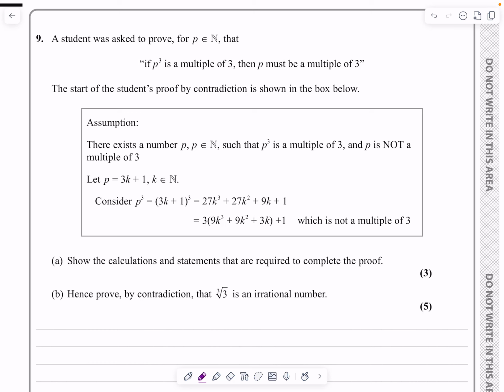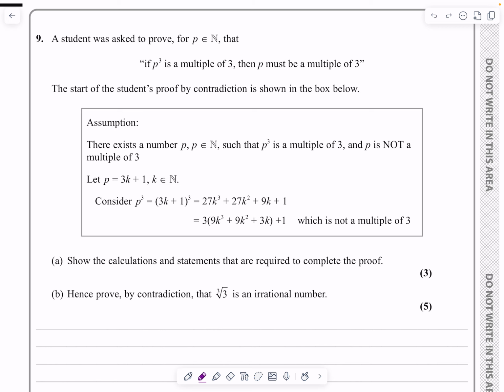Okay, this is the P4 paper from January 2023. It's question number 9, which is a proof by contradiction question. It breaks down into two parts. The second part should look fairly familiar to us. We've got questions like this in the textbook, where it's square root rather than cube root, but it should follow through a similar pattern. Part A is interesting though.